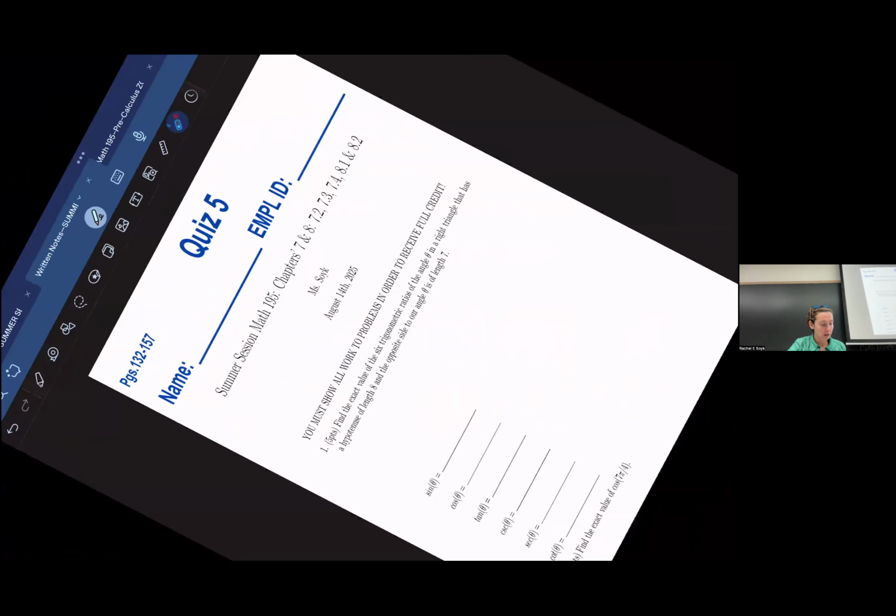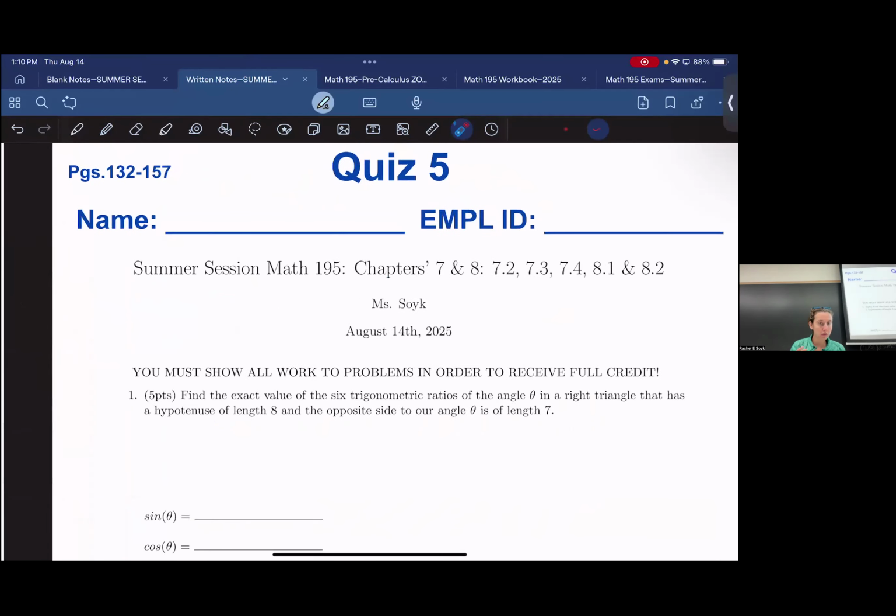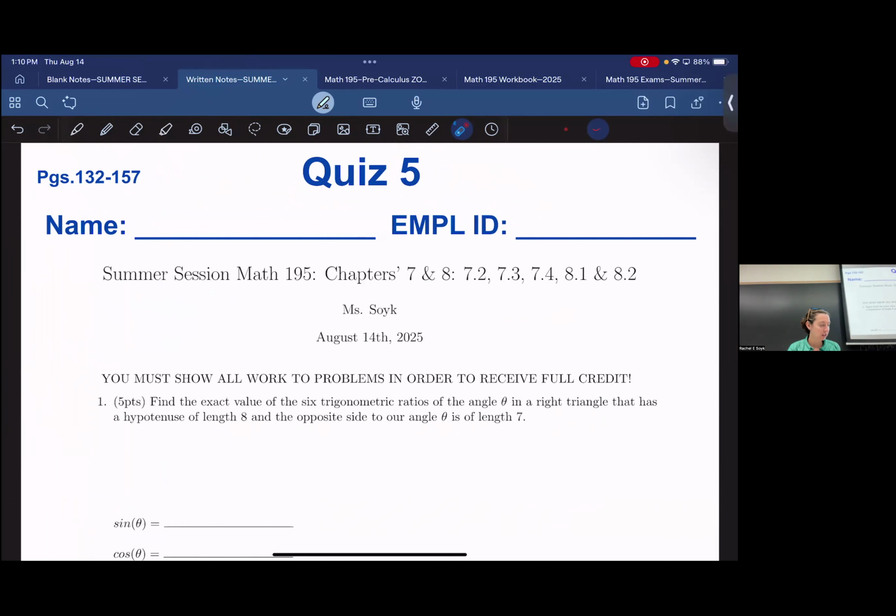So again, as I stated before, the first three questions were pretty quick. That last question, which involved graphing your tangent function, was a bit more tedious. So let's jump into it.